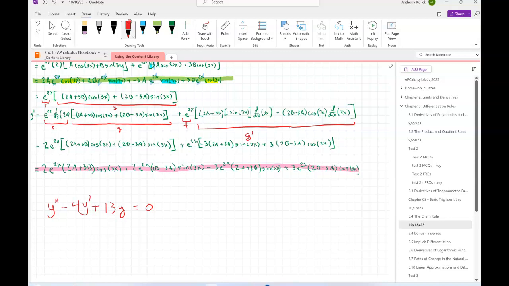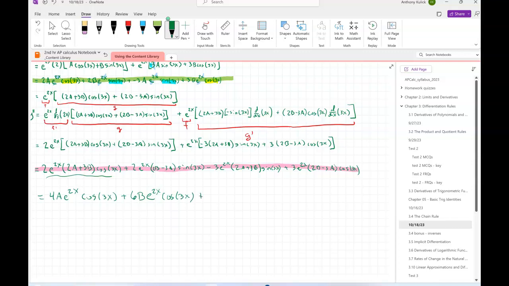So let's see here. Oh, you know what? Let's take a closer look at this pink, because I think we can do some better simplifying before we go plugging all that stuff in. So what I'm going to do is multiply this whole thing out rather than have 2a plus 3b. So I'd have 4a e to the 2x cosine 3x, and then 6b e to the 2x cosine 3x.